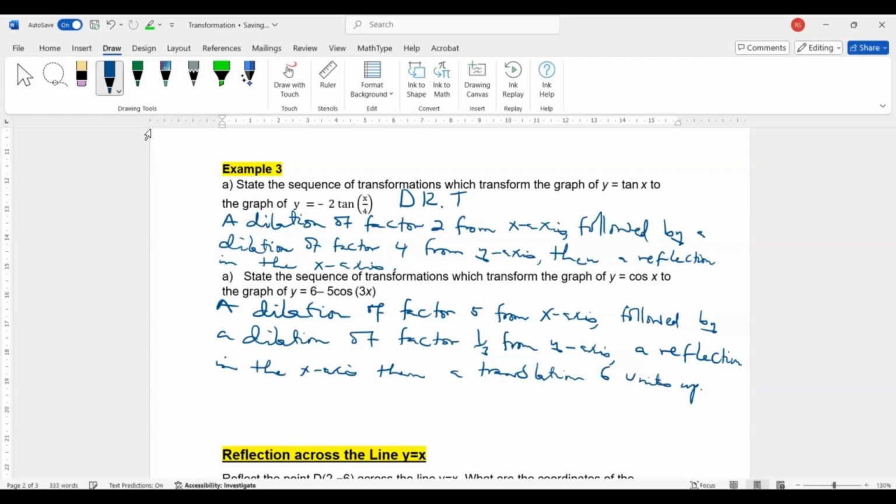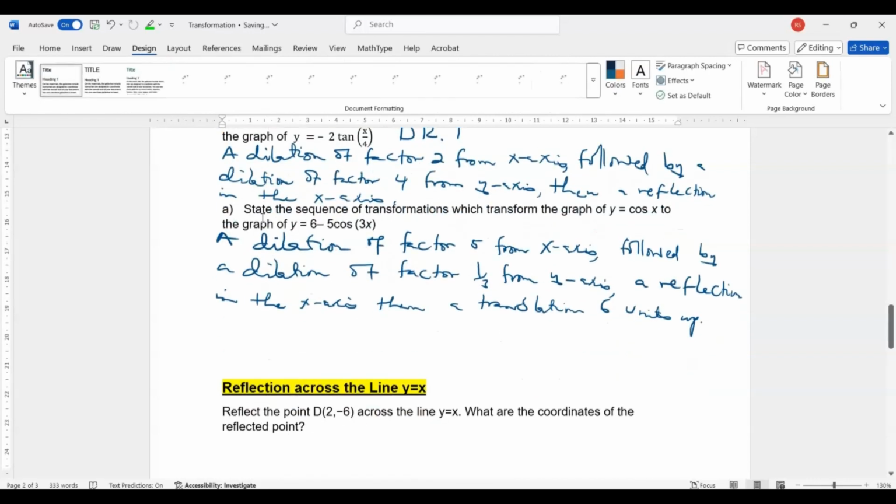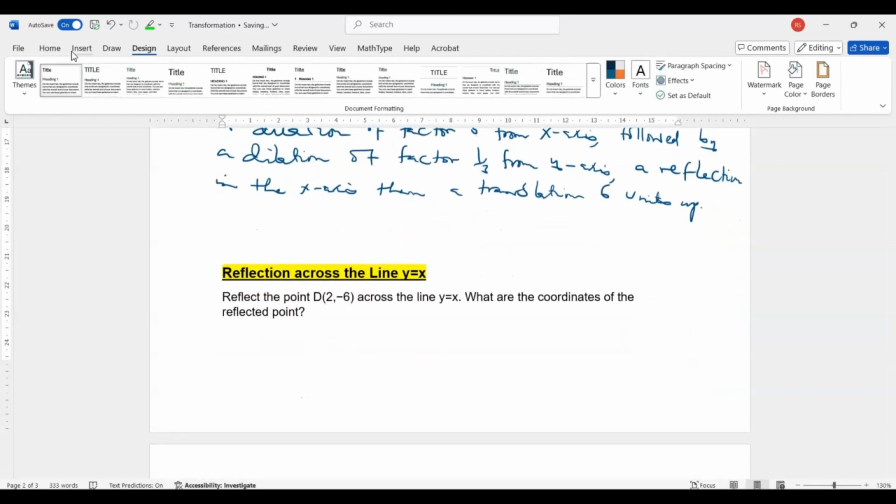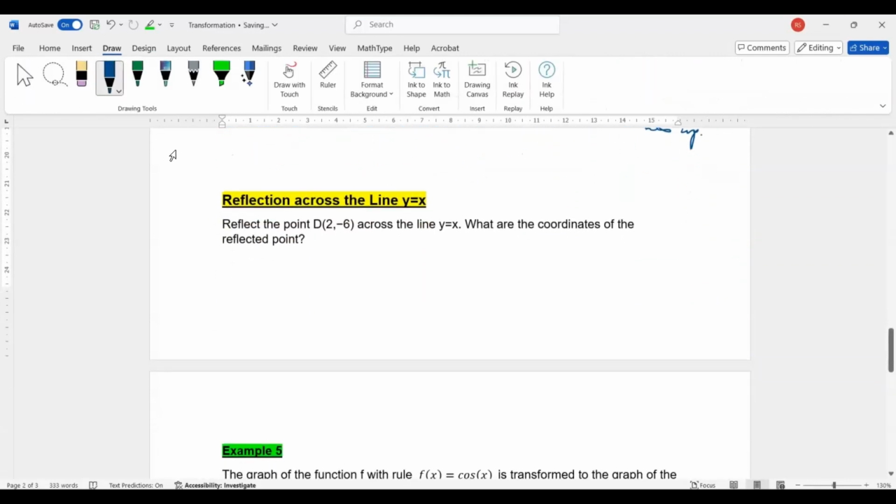And that's it. All right, let's have a look at another example. So this time a translation. All right, so now reflection across the line y equals x. So in this one here, the x becomes the y, so we swap the x and the y. So the image is going to be negative 6 and 2. So that is how the reflection will look.